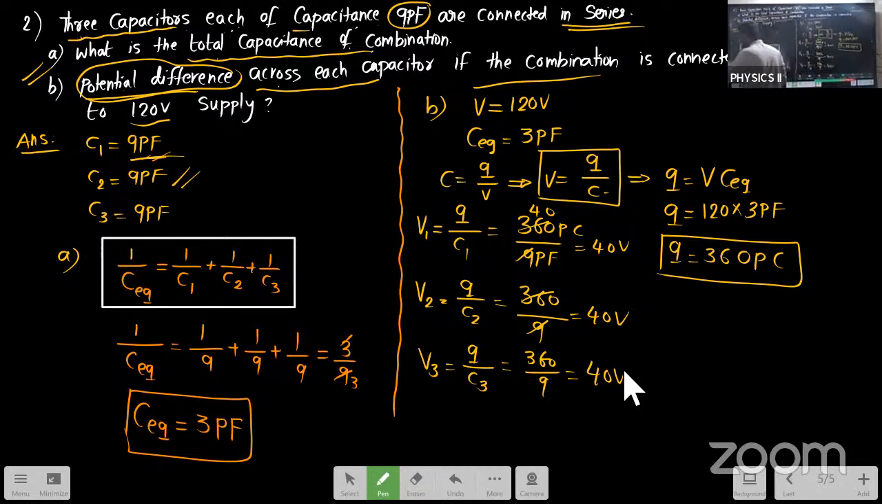I hope you understood this answer. So here we are done with the problems of series and parallel combination. Initially, we discussed the series combination and the equivalent capacitance when the capacitors are connected in series. Next, we discussed the equivalent capacitance when capacitors are connected in parallel. Finally, we did 2 numericals based on those 2 concepts, and we are done with this.